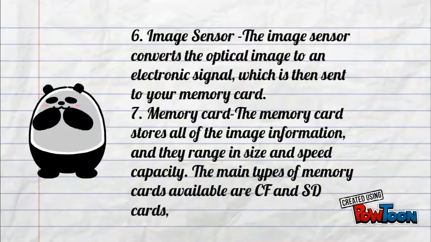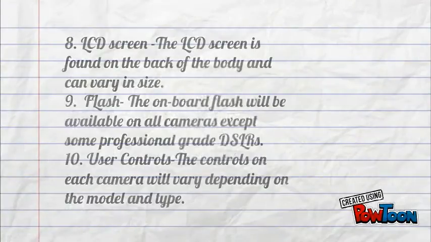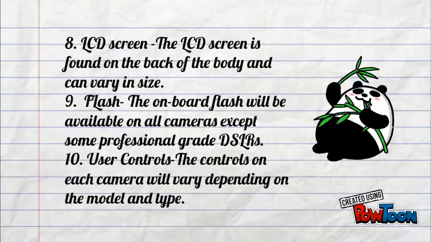Memory card. The memory card stores all of the image information, and they range in size and speed capacity, although cameras vary in which type they require, either CF or SD card. LCD screen. The LCD screen is found on the back of the body and can vary in size. Flash. The onboard flash will be available on all cameras except some professional-grade DSLRs. User controls. The controls on each camera will vary depending on the model and type.